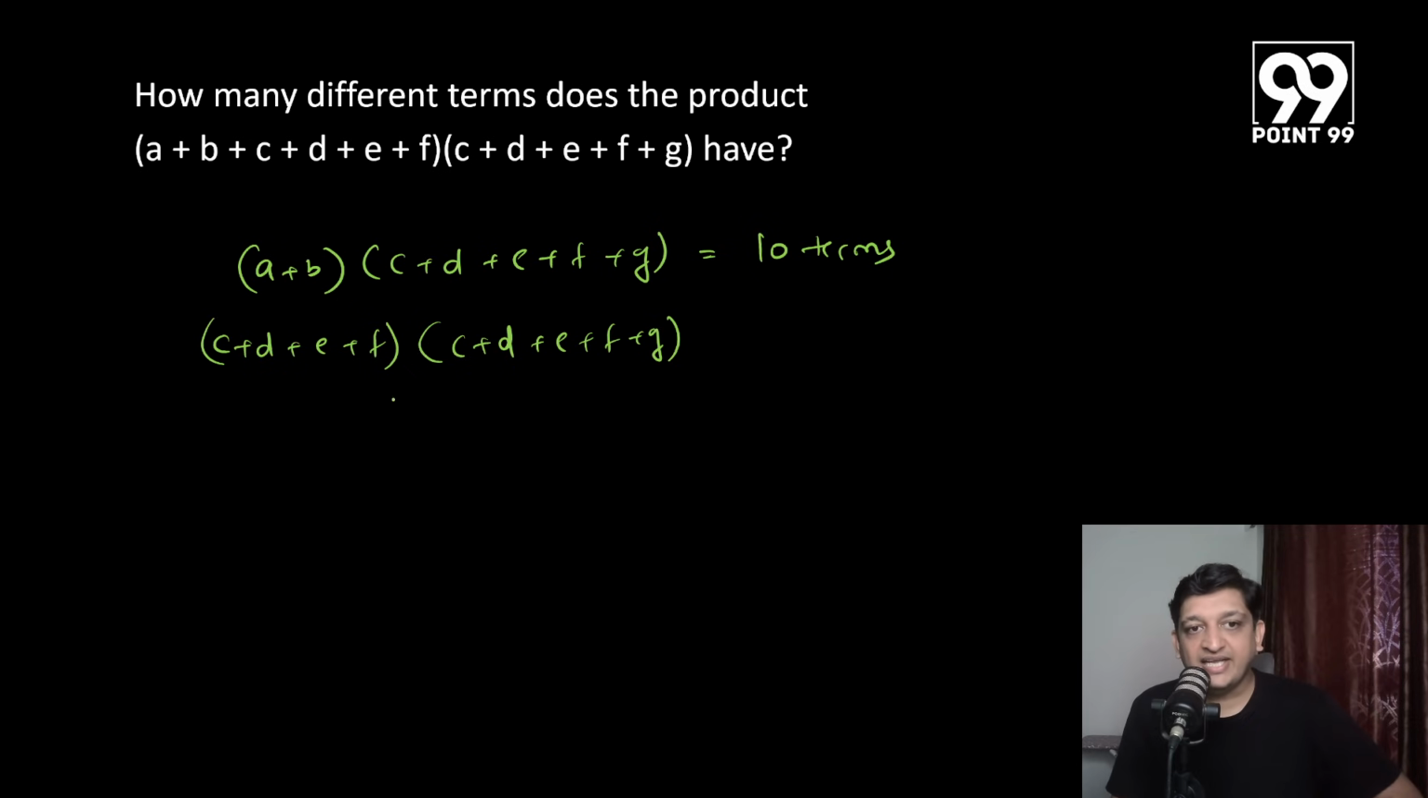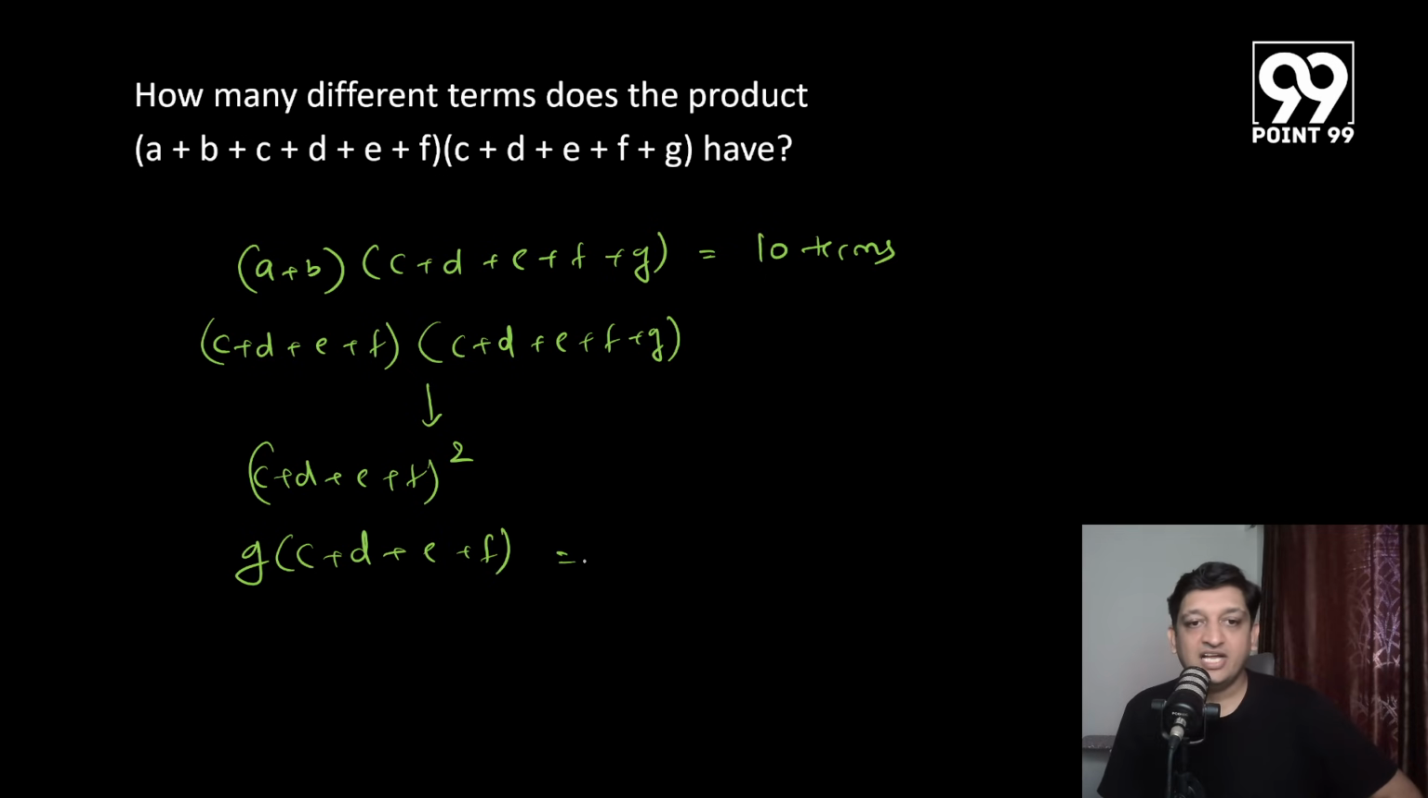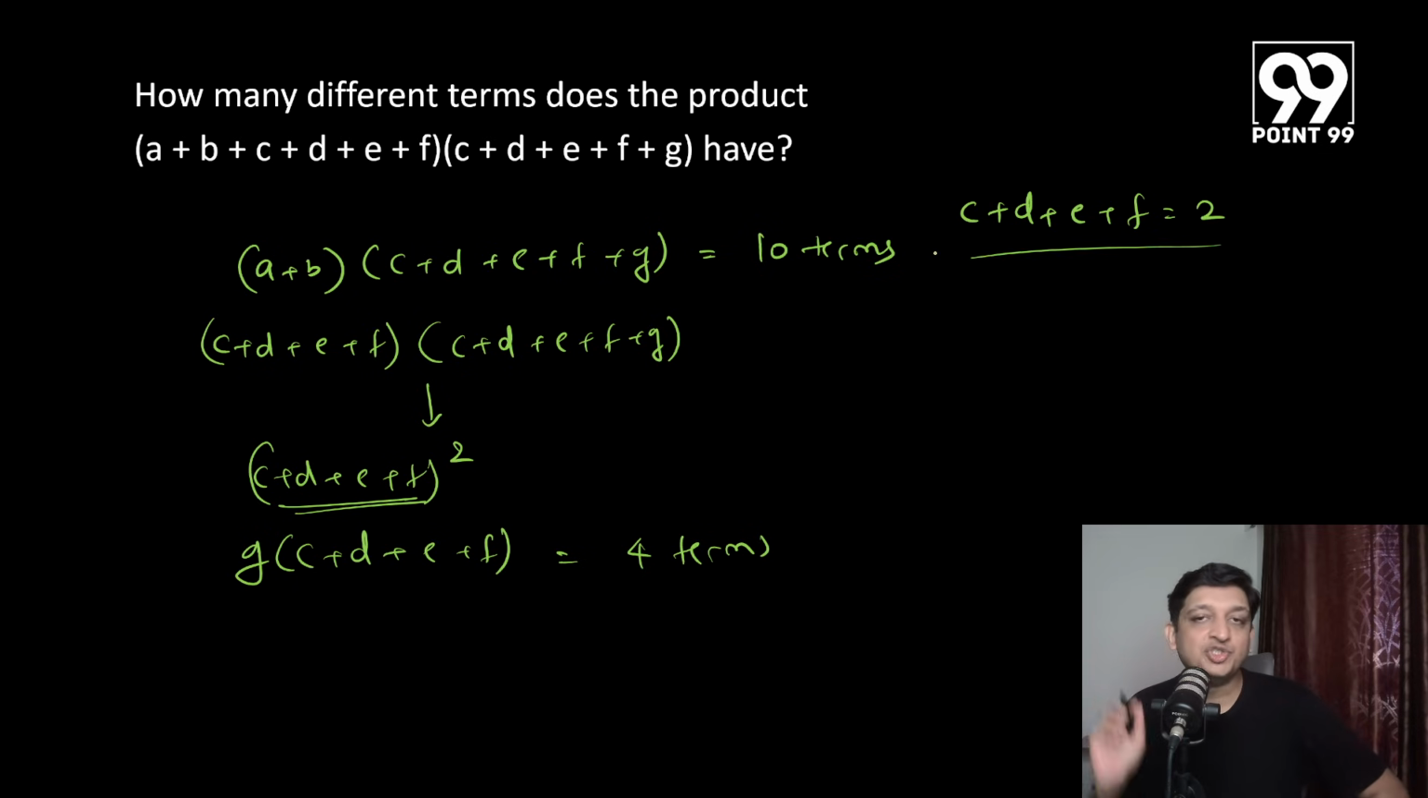But what I can do is I can again split this into 2 parts so that I make my life easier. So I can convert one to C plus D plus E plus F the whole square. The other thing can be G into C plus D plus E plus F. Now this I know is going to be 4 terms. So I am left with this. Now I know that the power of each term has to be 2. So C will have some power, D will have some power, E will have some power, F will have some power, but the cumulative power has to be equal to 2.